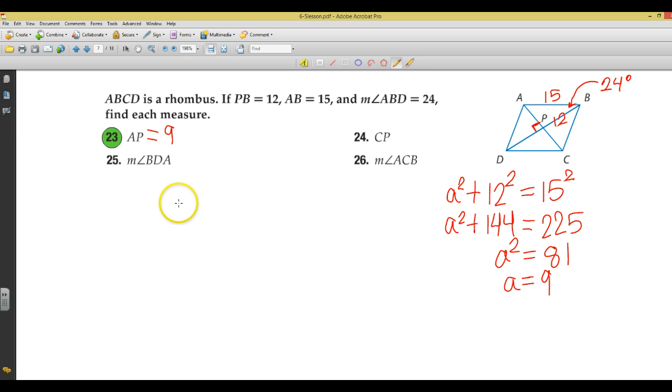For number 25, I need the measure of angle BDA. So BDA would be this angle right here. And the other special quality of the diagonals of a rhombus is that they bisect opposite angles. So it's going to split these two angles into two congruent angles, and this angle into two congruent angles. And as a matter of fact, all four, this angle, this angle, this angle, and this angle, will be the same in a rhombus. So if we know the measure of one, then we know the measure of 1, 2, 3, 4. So this will also be 24 degrees.